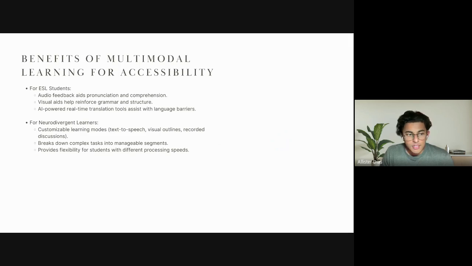For neurodivergent learners, it's the same kind of thing, right? You have customizable learning models like text-to-speech, visual outlines, and recorded discussions that can let them take their learning at their own pace. What consultants should typically avoid is running the consultation at their own pace, as opposed to the pace at which the neurodivergent learner would like to take. So having some form of tools that can really allow them to communicate with the consultant in a much clearer way can be instrumental in this case. And of course, it provides flexibility for students with different processing speeds.